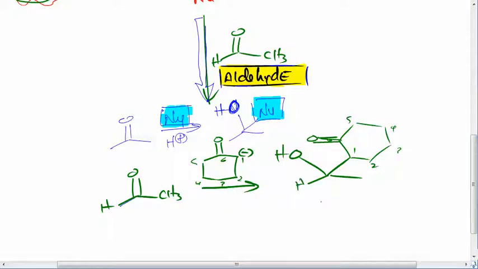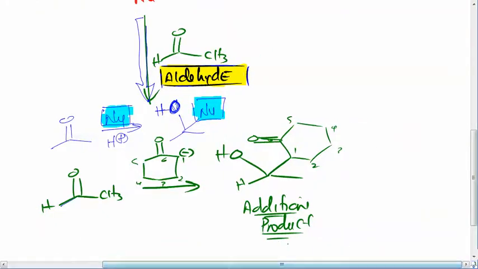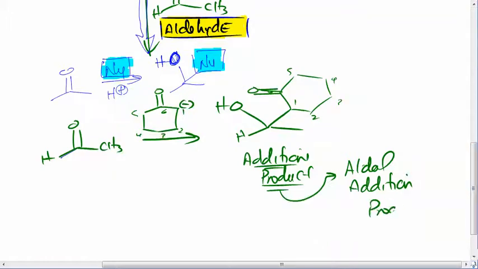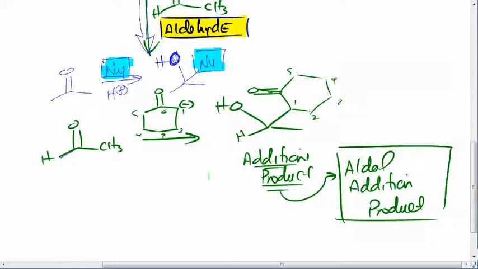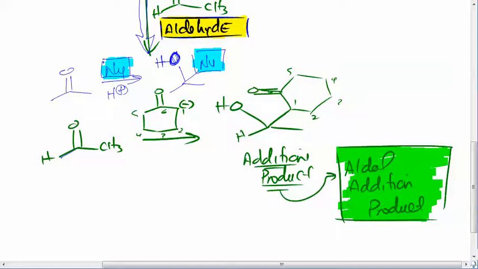This here, oh sorry, this is my addition product, right? But in this context, we're gonna call it our aldol addition product. Does this make sense how we got the aldol addition product? Yeah. How come with this, it's like he attacked like here?